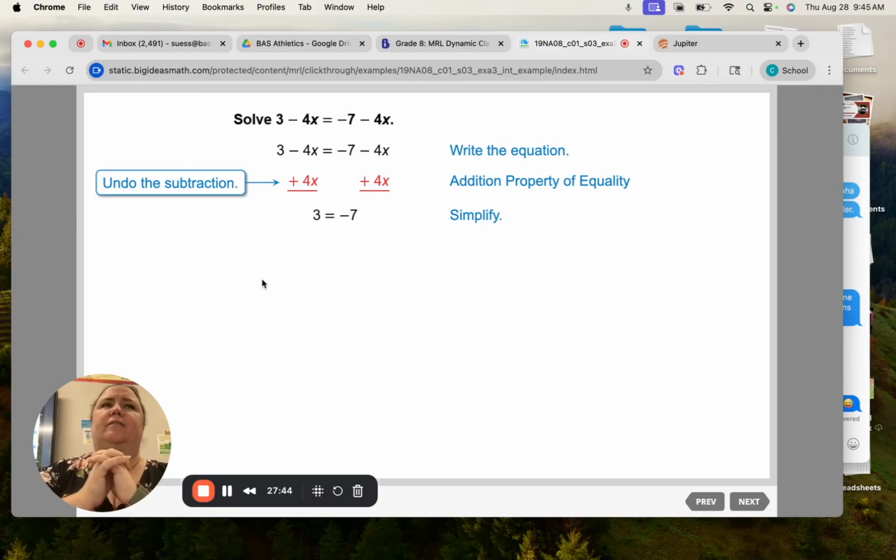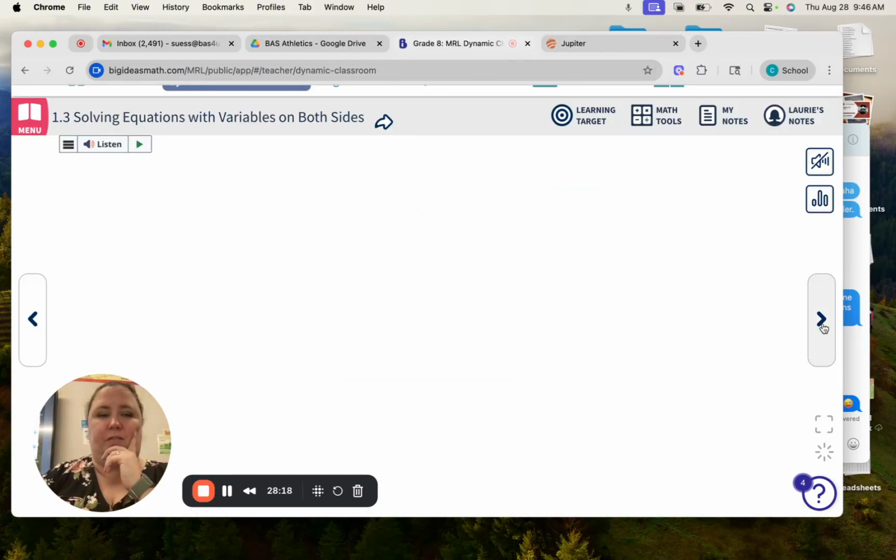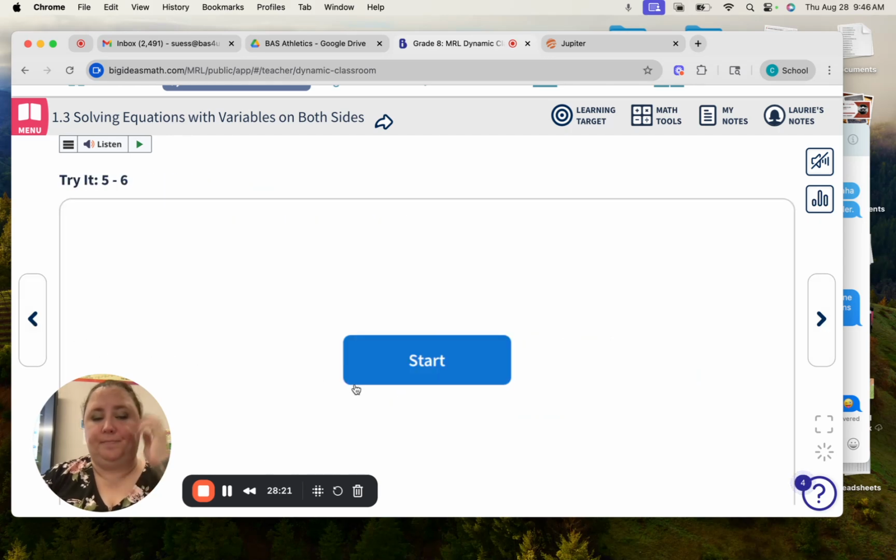Can I have 3 equals negative 7? No. So that would be called no solution, because 3 can never equal negative 7. So then all you have to do is write on your paper, no solution. You have to solve like we did, but you don't have to go any further. Just say no solution. When you're doing it on the computer, it'll give you an option with one solution, no solution, or many solutions. All right, try it 5 and 6. Work on those.